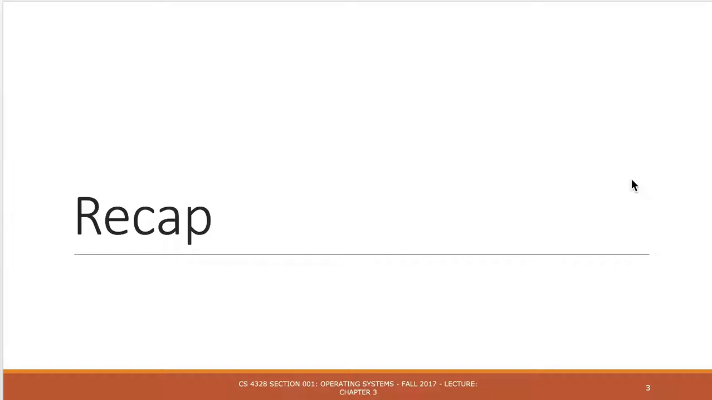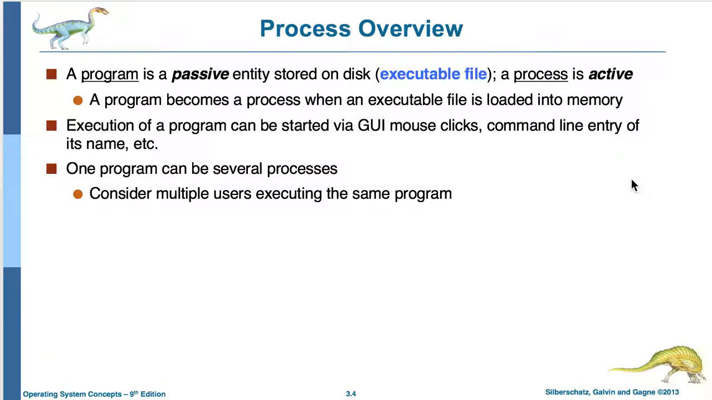So just to do a quick recap of the previous lecture, we started out with really going through what is a process, and what distinguishes a process from a program. As we learned, a process is active, whereas a program itself, when it's stored on a disk, is a passive entity, right? So you can have a piece of code that is sitting on your disk, but that is not running, then it is a passive entity.